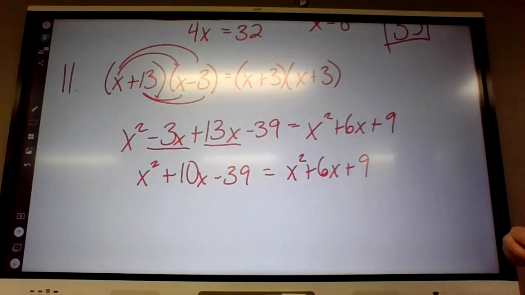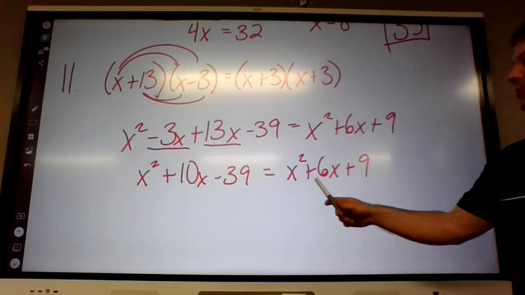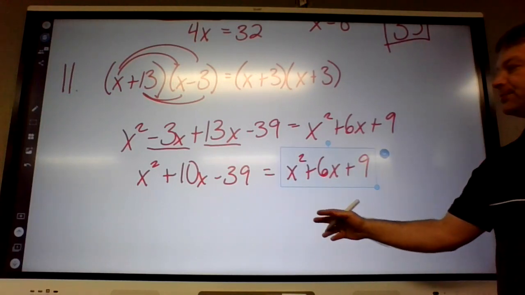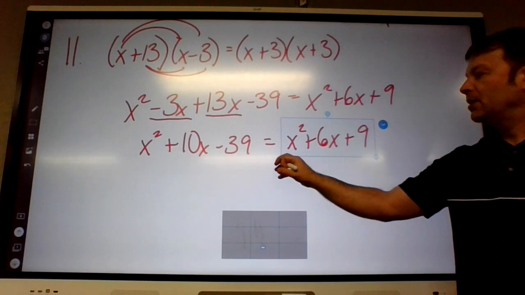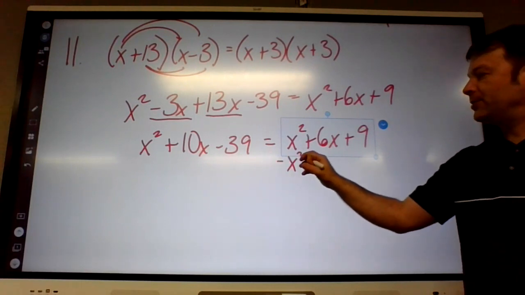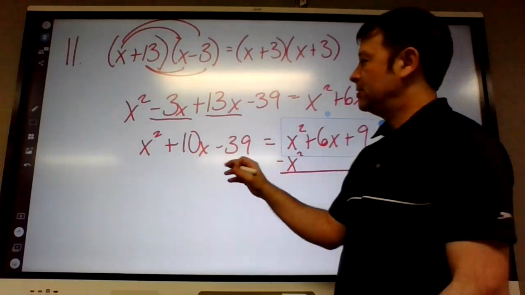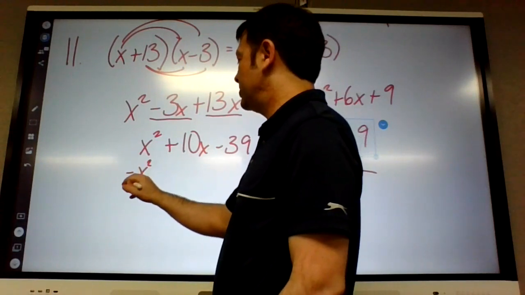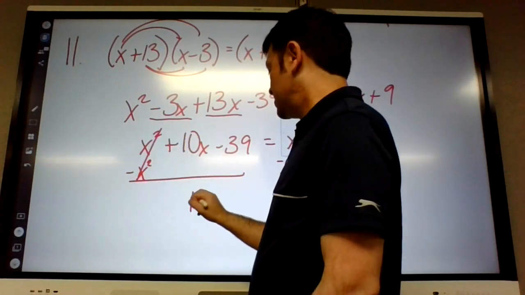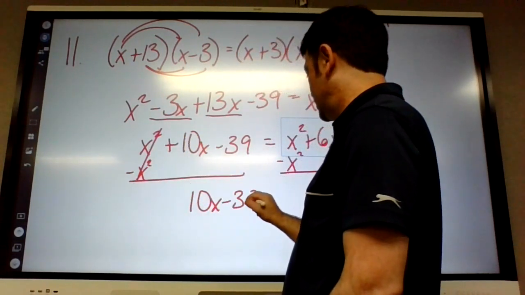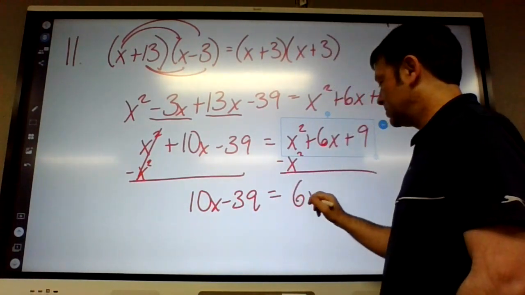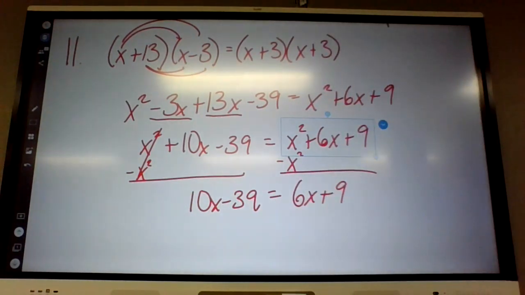Alright. This might actually be easier than number 7. It's like a lot. Because what can we do with this x squared? If we subtract x squared on both sides, what happens? They go away. So we don't really have to factor on this one. This is just 10x minus 39 equals, so it's subtract the 6.